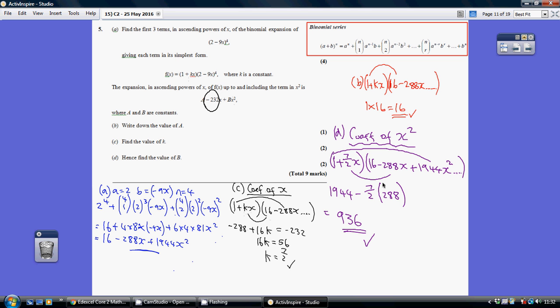How can we get some x squareds? They come about with the 1 times the 1944x squared, and secondly when we have our 7 over 2x times the minus 288x, that gives us that number of x squareds. So our total number of x squareds are that clause plus that clause, which is this, and that is 936 lots of x squared, so B is 936.